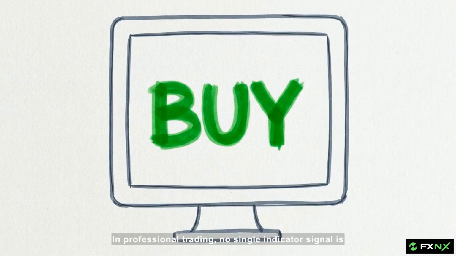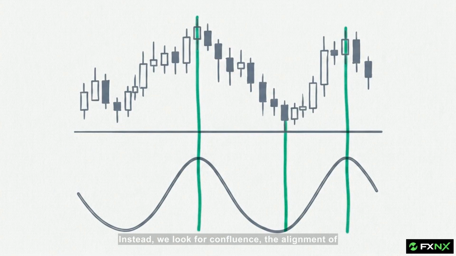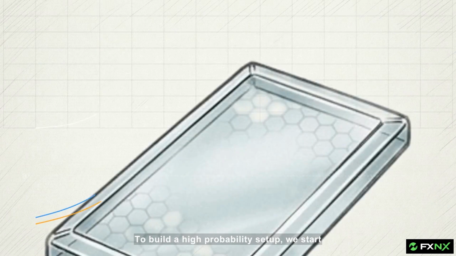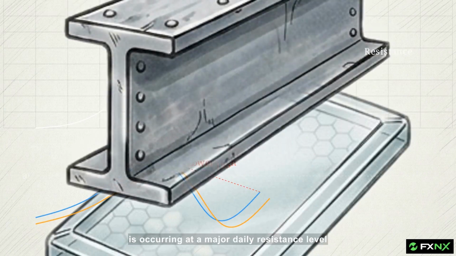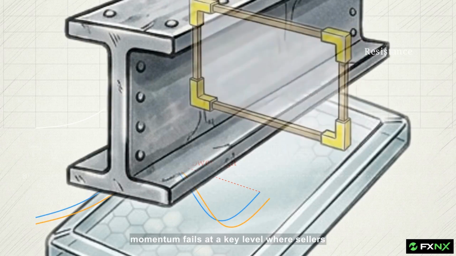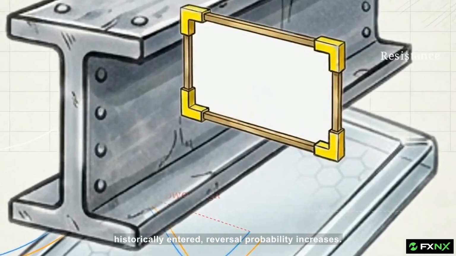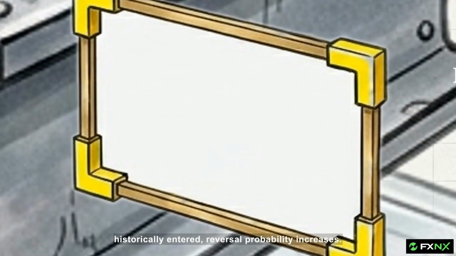In professional trading, no single indicator signal is ever used as a standalone reason to enter a trade. Instead, we look for confluence, the alignment of the stochastic signals with the structural levels found on the price chart. To build a high probability setup, we start by identifying a bearish divergence. We then look to see if that divergence is occurring at a major daily resistance level that has been respected in the past. When momentum fails at a key level where sellers historically entered, reversal probability increases.